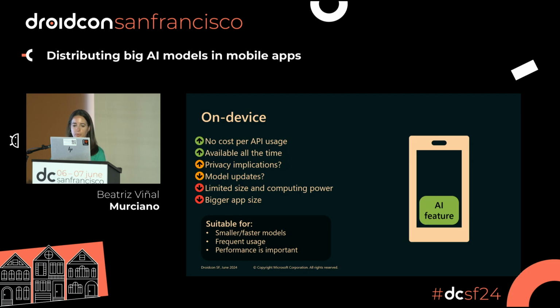So this is a good approach when we have smaller or faster models that don't increase the app that much and that can run very quickly on device, that are used frequently, because if we put something with frequent usage in the cloud, it will be expensive.